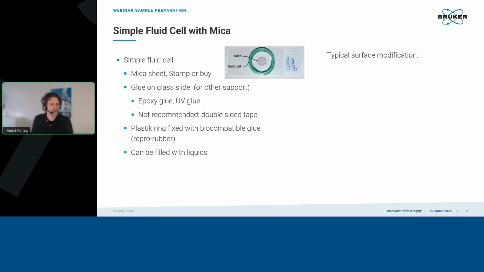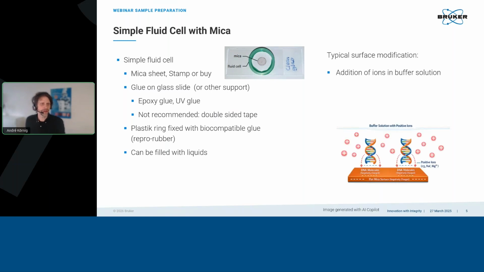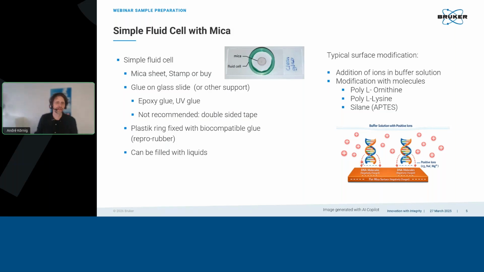Then, a typical surface modification to use this negatively charged mica is to add ions or not in the buffer solution. This is, for example, used for DNA or DNA origami. You have the negatively charged mica surface, and the DNA is also negatively charged. By adding 2+ ions into the solution, this helps your objects of interest settle down. You can also modify with molecules. The most common are polyornithine or polylysine, also to cover the charge of the mica surface, or silanes to make it a bit more hydrophobic.